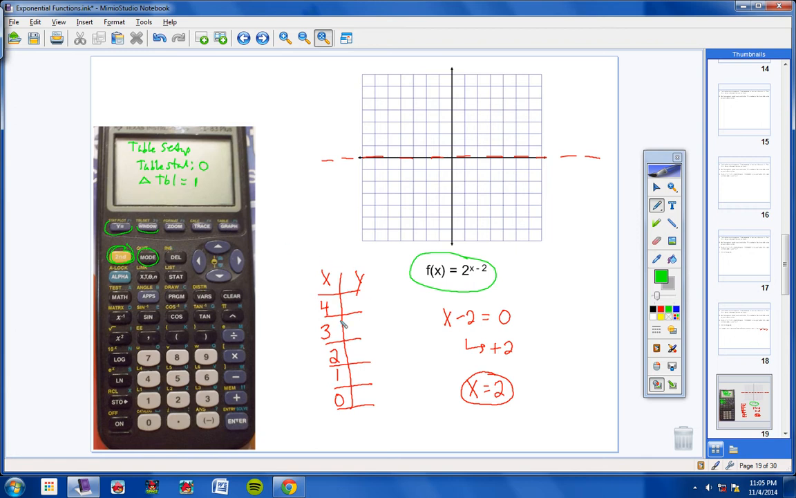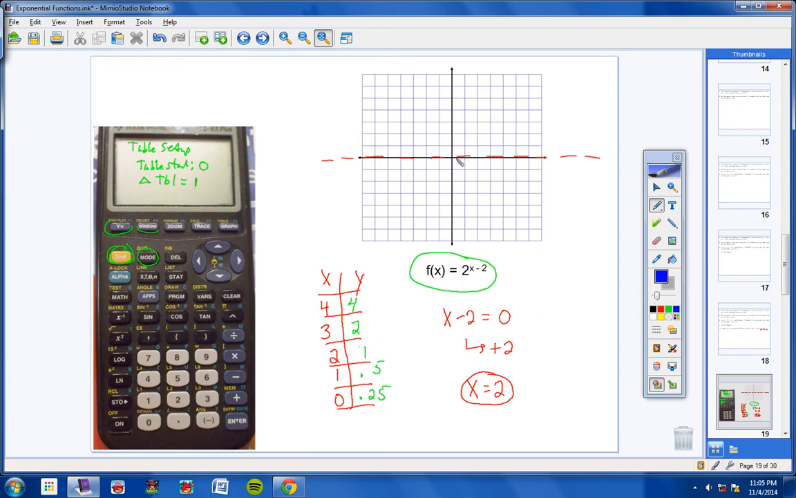Now, scroll down, and you'll see that 4 gives you out a 4. And 3 gives you out a 2, and 2 gives you out a 1, and 1 gives you out a 0.5, and 0 gives you out a 0.25 like this. Okay, so now I can very quickly plot these points and draw my graph.